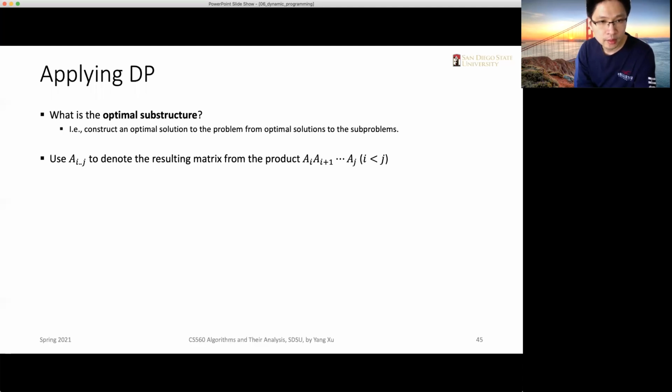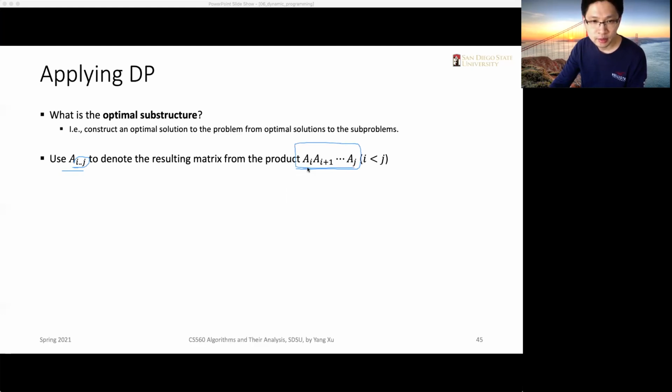So let's see what the optimal substructure is. Now let's create some notation to help formalize the problem. We can use capital A with subscripts i to j to indicate the resulting matrix from this chain of products.